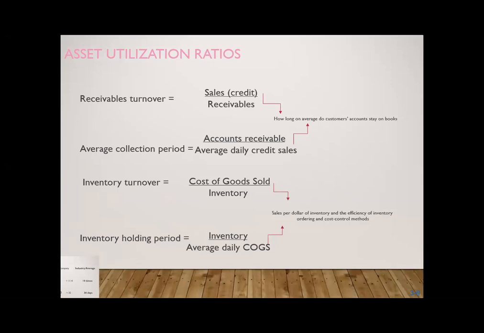Equally with your inventory, there are costs in keeping and storing inventory. You have storage fees. You could lose inventory because of spoilage, because there's a time limit on how long you can keep it. And there's also cost in both purchasing and delivering inventory. As we will study in later chapters, you look at the economic order quantity. You will see what an efficient amount of inventory is that should be purchased on each order. So we say that inventory turnover measures the sales per dollar of inventory and the efficiency of inventory order and cost control methods.